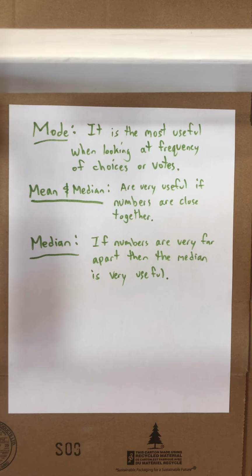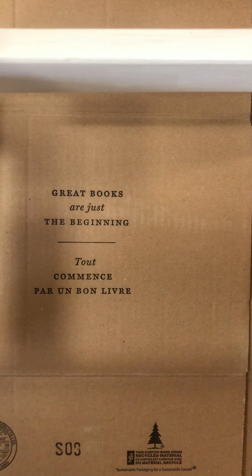If numbers are really, really far apart, the median can be really useful too, especially if there's one outlier of data that can really throw off the mean. The median can be a far more useful way of looking at things. So let's look at a few examples here to decide which ones to use.